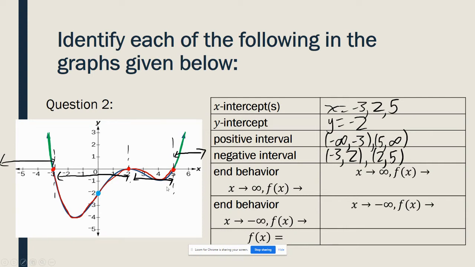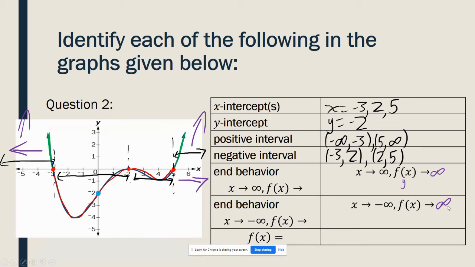Now let's talk about end behavior again. End behavior says, as x gets really big in the positive direction, what's happening to y? Well, it's going up forever in the y direction. So as x approaches infinity, f of x, or y, approaches positive infinity. As x approaches negative infinity, as x keeps going forever in the left direction, what's happening to y? It's going forever in the up, or positive, direction. So as x approaches negative infinity, f of x approaches positive infinity.